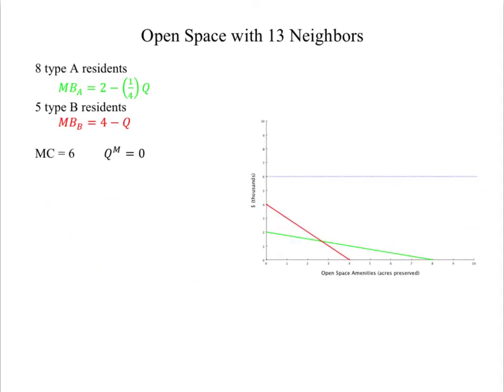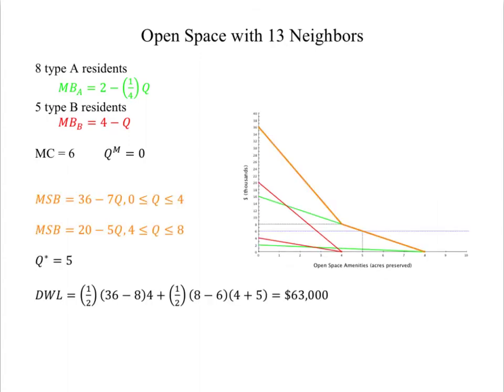Suppose now that there are 8 Type A residents and 5 of Type B, and that the cost of open space is now $6,000 per acre preserved. Now no resident would independently preserve the vacant lot and the market would produce 0 of the public good.